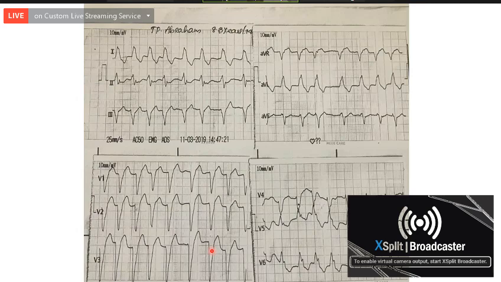Look at the electrocardiogram and tell me your diagnosis. Broad complex tachycardia. Broad QRS complex tachycardia. Very good, with AV dissociation. Why did you say AV dissociation?